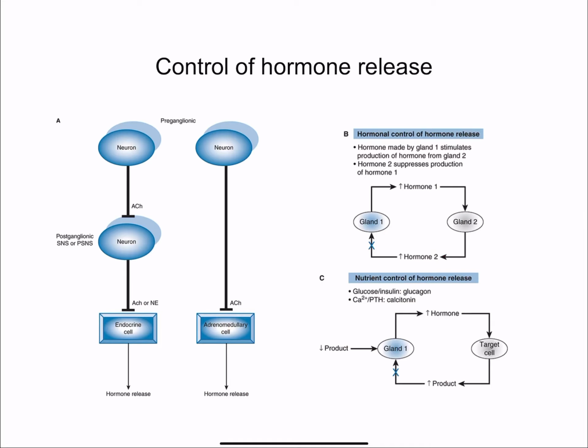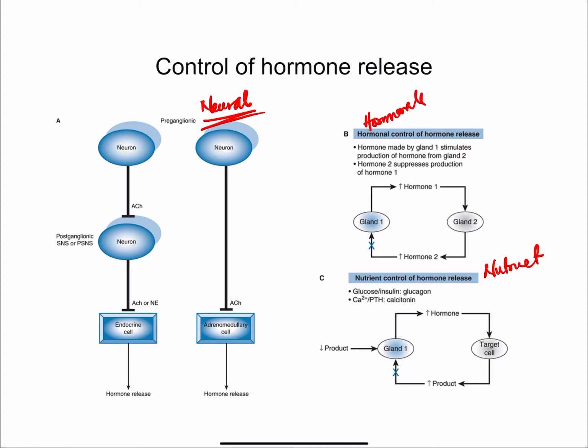All right, let's talk about control of hormone release. So hormones can be controlled. Like I said earlier, hormone is produced and is tightly regulated in the body. Okay, and there are three types of hormone control. We have the neural, we have the hormonal, and we have the nutrient. Now, there are organs that have all three levels of control. And for instance, the neural. Let's talk about the neural real quick.